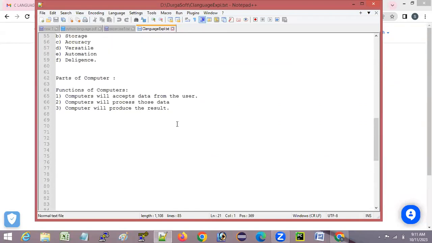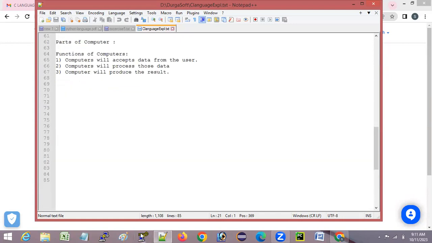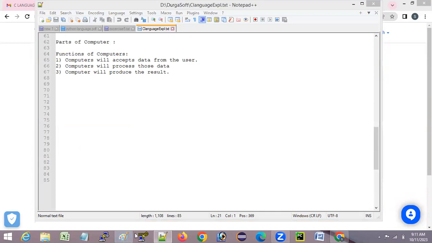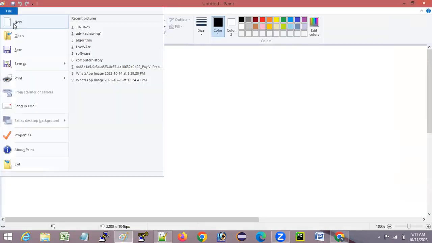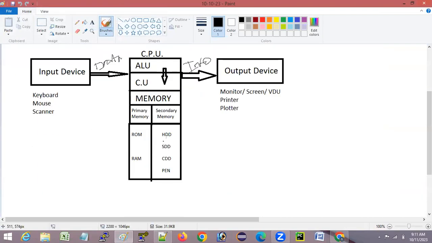Okay. Now, as we have seen yesterday, we have discussed the functions of a computer as well, right? And we have come to know some parts of the computer while making some drawings, right? This is our drawing. This is an input device, this is the CPU, and this is an output device. The input device contains a keyboard, mouse, and scanner. Through these three devices, we input values or data.